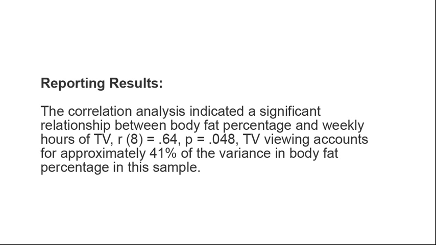0.64 refers to your R value, and P refers to your significance value. Since P is less than 0.05, the P value is significant. TV viewing accounts for approximately 41% of the variance in body fat percentage in this sample. The 41% was calculated by taking the R value and squaring it, 0.64 times 0.64.